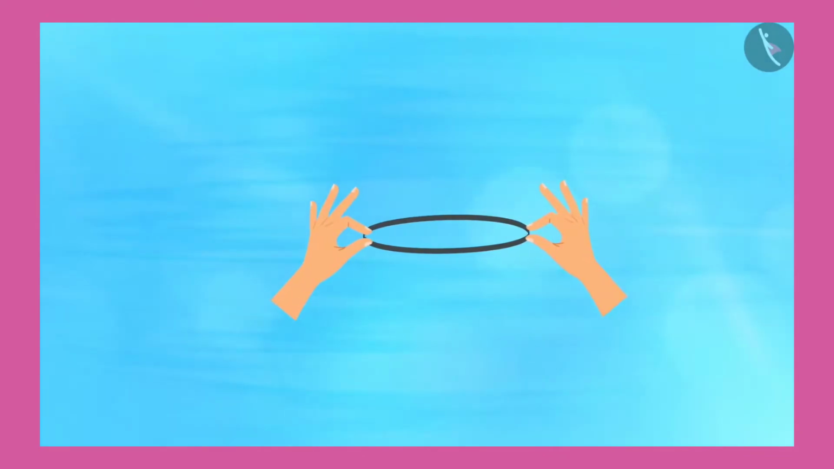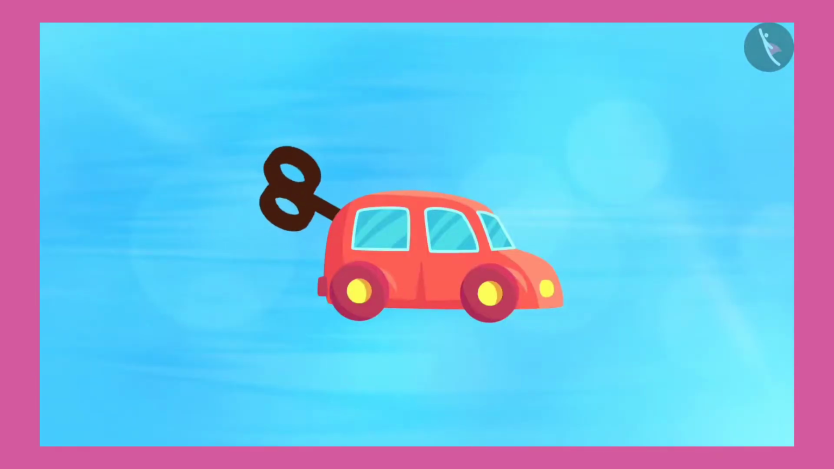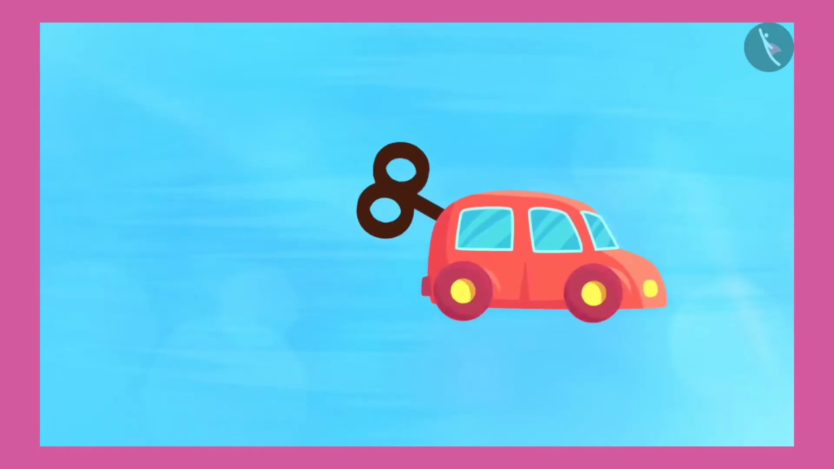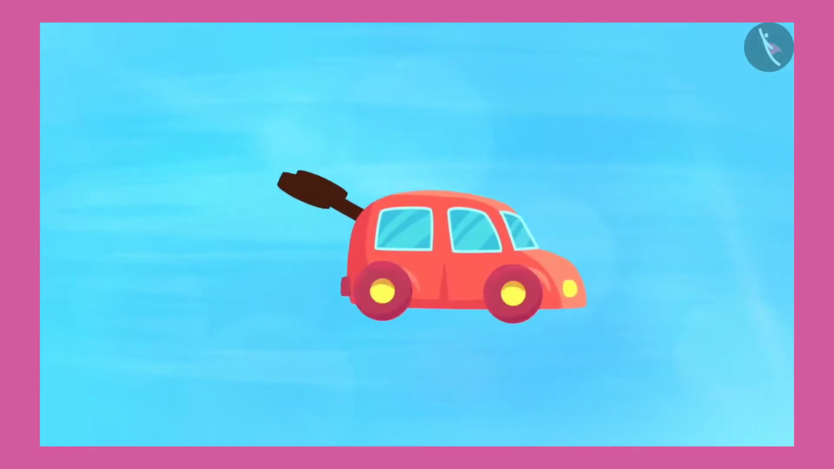It is because the band acquired energy when it was stretched, and this energy causes the rubber band to return to its original state. Now, take a toy car and wind it with its key. Then place the car on the ground. You will notice that the car starts moving. From where do you think the car got the energy to move?